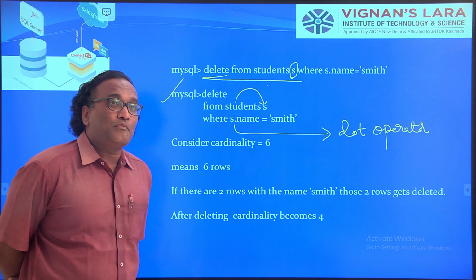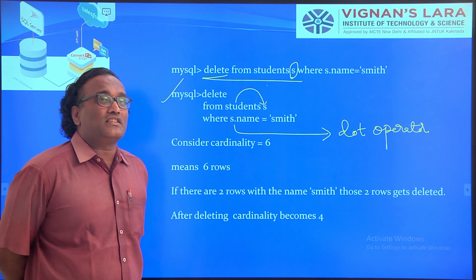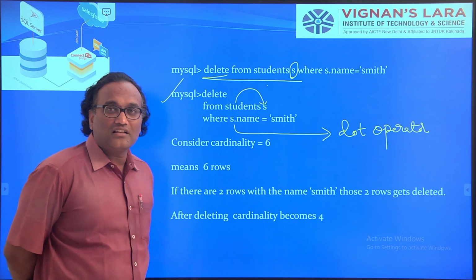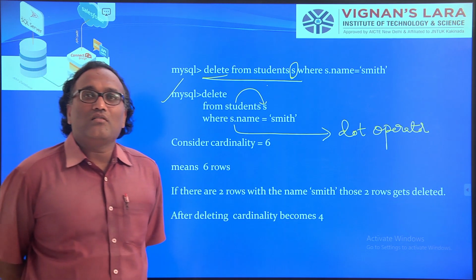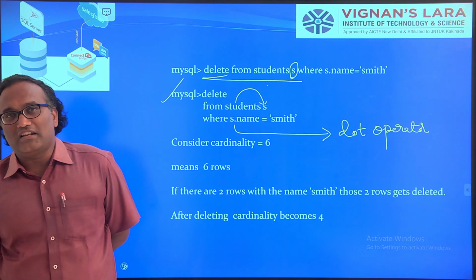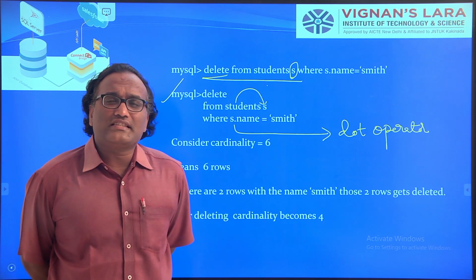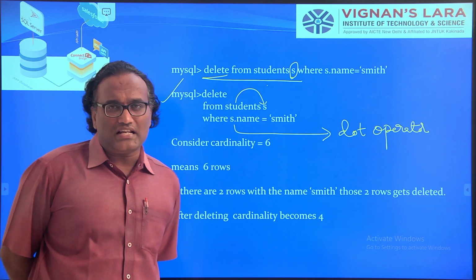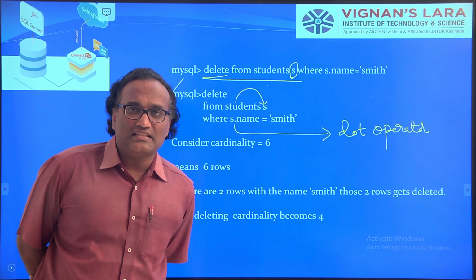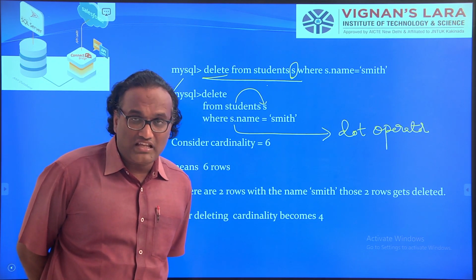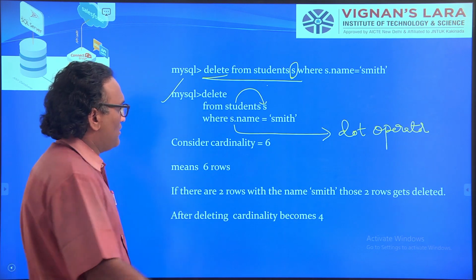Suppose there is more than one employee with the name Smith. Then what happens is that the tuples in your relation, both tuples with the name Smith, get deleted. That is very important.